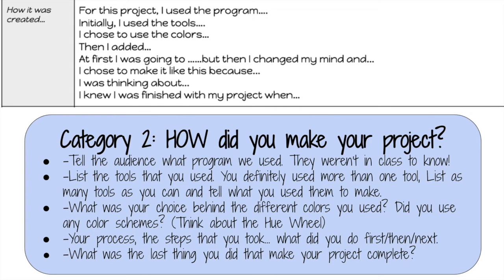What was your choice behind the different colors you used? Did you use any color schemes? Think about the hue wheel that we made. The pizza pie with the little squares. Your process, the steps that you took. What did you do first, then, and next? What was the last thing you did that made your project complete? This is box number 2, category number 2, how it was created. Pick at least 2 sentences to complete.